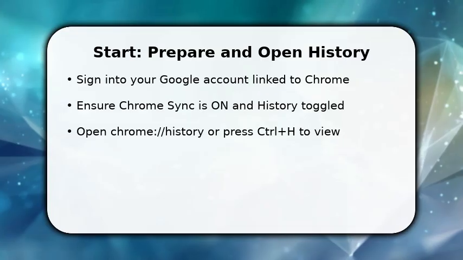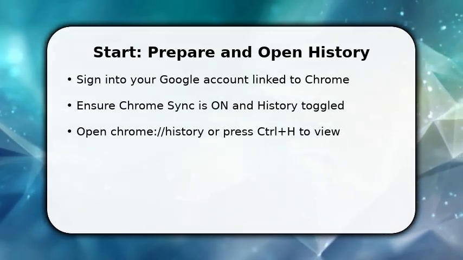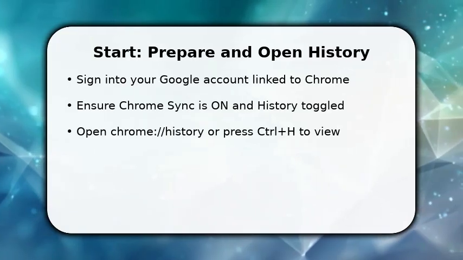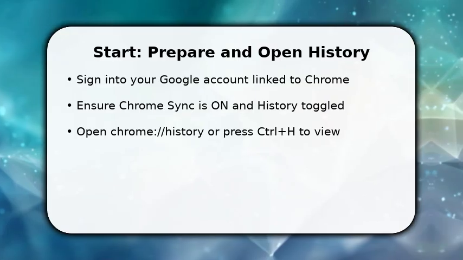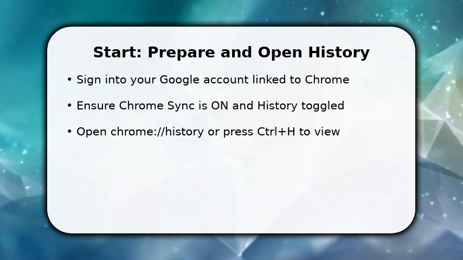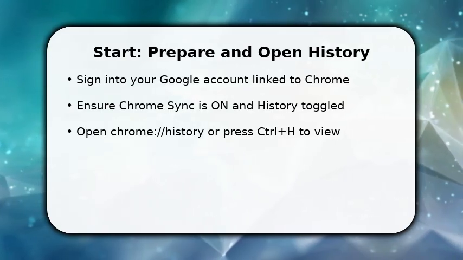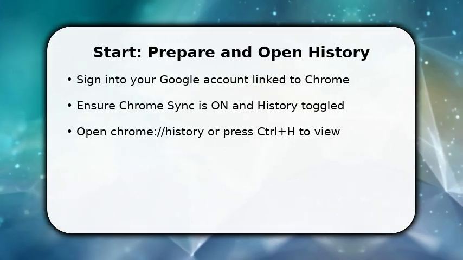You need two things now: the Chrome profile that held the searches and sync enabled. Sign into that Google account, then make sure Chrome Sync includes history. Once done, open Chrome, type chrome://history or press Ctrl+H to load locally stored entries. If you see nothing immediately, check the profile menu at the top right and switch to the correct user.